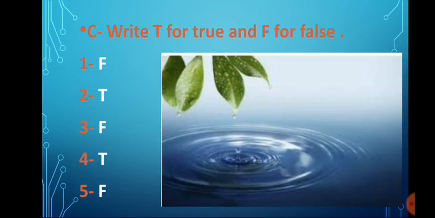Now the next part, that is part C. Write T for true and F for false. First statement is false. Second statement is true. Third statement is false. Fourth statement is true. And the fifth statement is false.